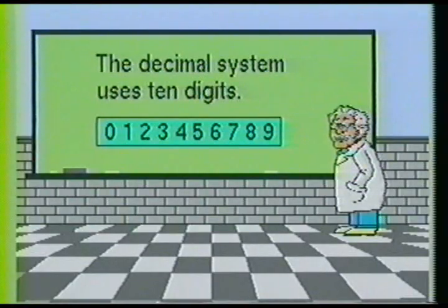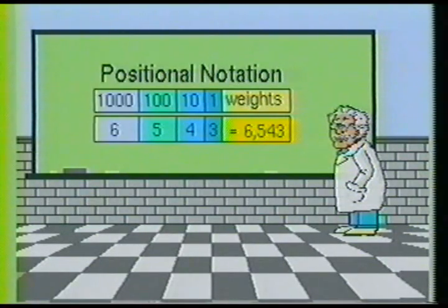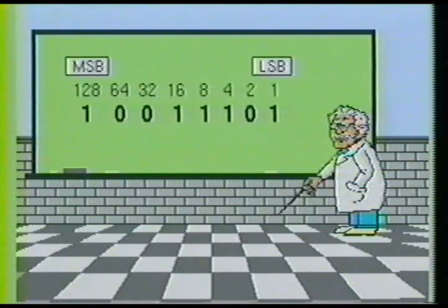The decimal number system utilizes 10 digits. These digits are 0 through 9. Each digit is assigned a value depending upon its positional notation. The leftmost digit will carry the largest value. The leftmost digit is often referred to as the most significant bit, or MSB, and the rightmost digit is referred to as the least significant bit, LSB.